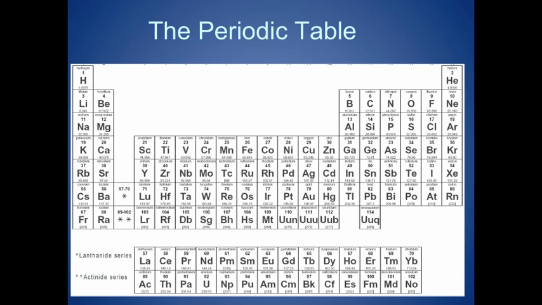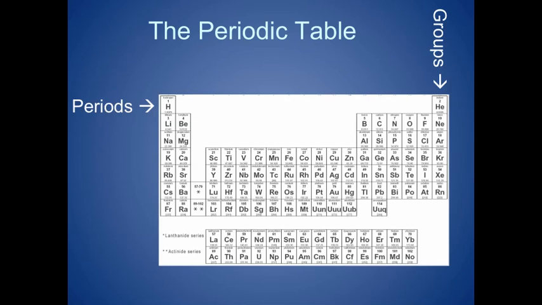So there's some organization, there's some labels that are worth knowing. So first, periods are the rows on the periodic table. So this is, say, period 1. This down here would be period 2. This would be period 3. All the way across, and this is period 4. You may remember that this might correspond with energy levels as well, talking electron configurations.